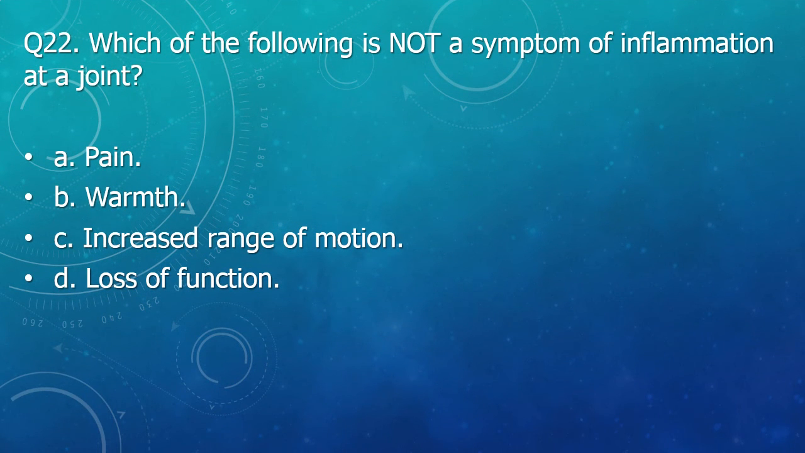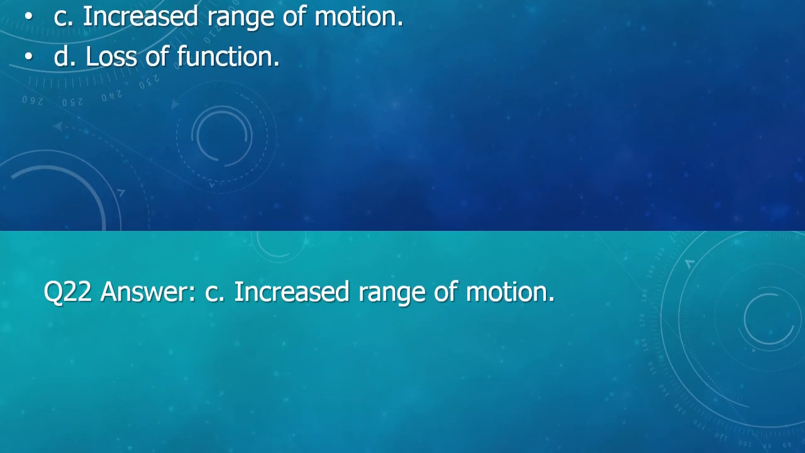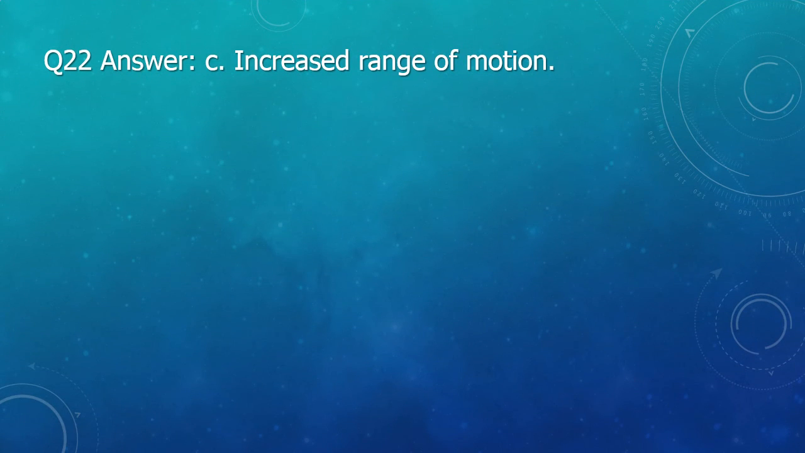Question 22. Which of the following is not a symptom of inflammation at a joint? A. Pain. B. Warmth. C. Increased range of motion. D. Loss of function. Question 22. Answer C. Increased range of motion.